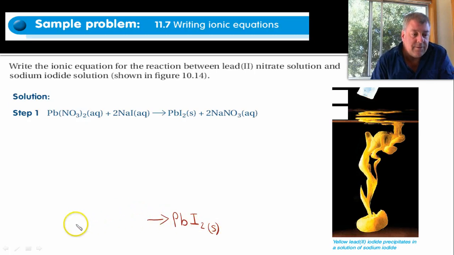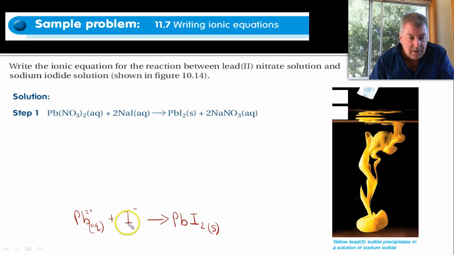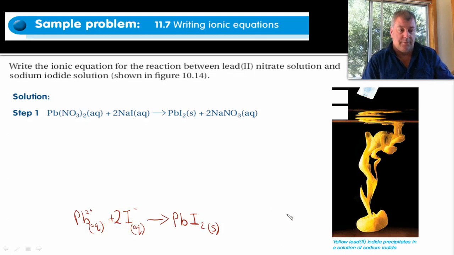Then I have to ask myself, well, what are the ions that make that? And one is going to be the Pb2+, it's in solution, and the iodide, which is going to be minus, and that's in solution. Alright, now have I finished? No, because it doesn't charge balance, it doesn't balance in iodines, so I need to put a 2 there. And that's how I do it. But I'm fairly confident with what I'm doing.